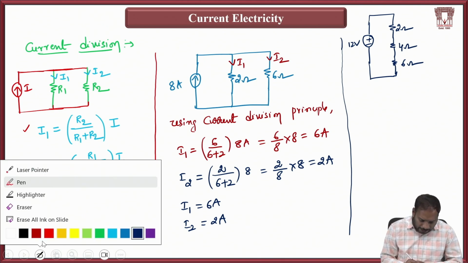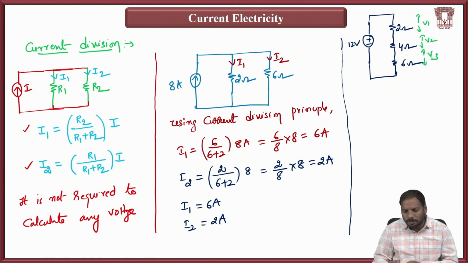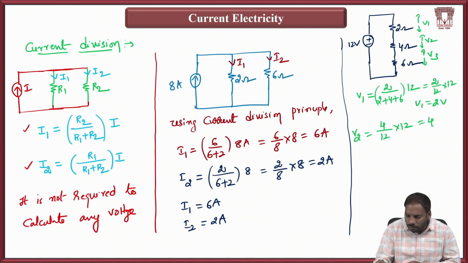Now, if you ask me to calculate the voltage drops across all the resistors, that means V1, V2, and V3 across 2 ohms, 4 ohms, and 6 ohms, straightforward using voltage division. V1 is the same resistance divided by the total resistance, 2 plus 4 plus 6, into the total applied voltage 12, which is 2 by 12 into 12, equal to 2 volts. So V1 is equal to 2 volts. V2 is the same resistance by total resistance into total voltage, so 4 volts. Similarly, V3 is the same resistance by total resistance into total voltage.